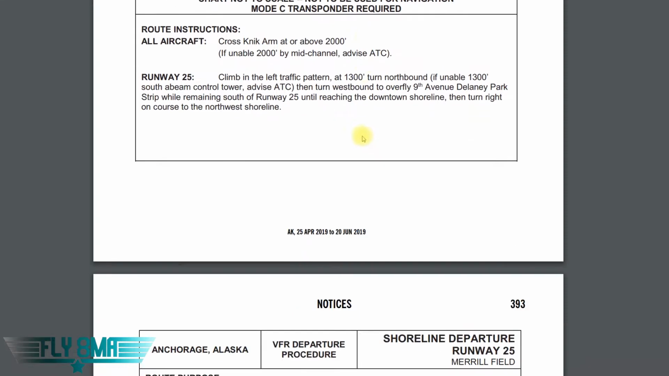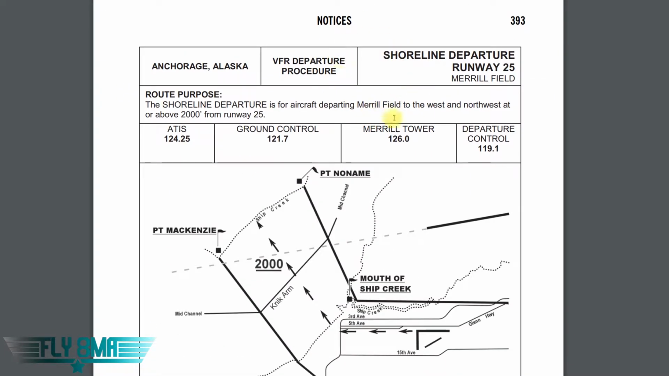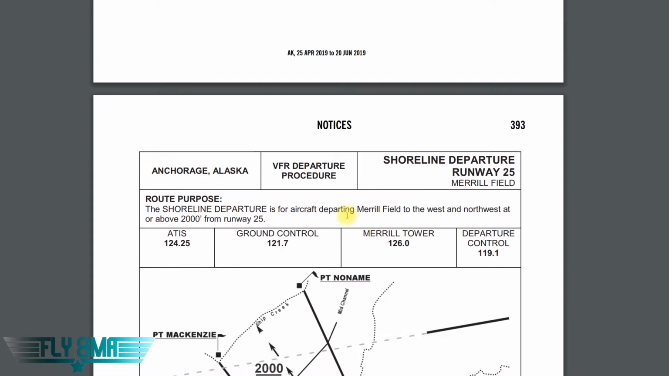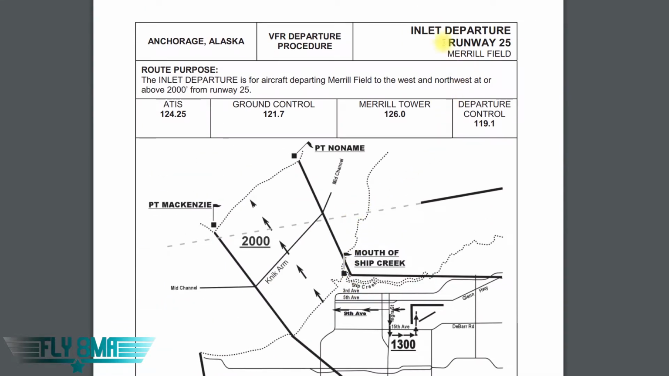Keeping up to date on your charts is always a great idea. Let's go ahead and take a look at the next departure procedure out of Merrill, right? So this is the Shoreline departure off runway 25, and the purpose of this one is for aircraft departing Merrill Field to the west and northwest at or above 2,000 feet from runway 25. Sounds an awful lot like the one we just looked at, right? Sounds an awful lot like the inlet departure. So what's the difference really?